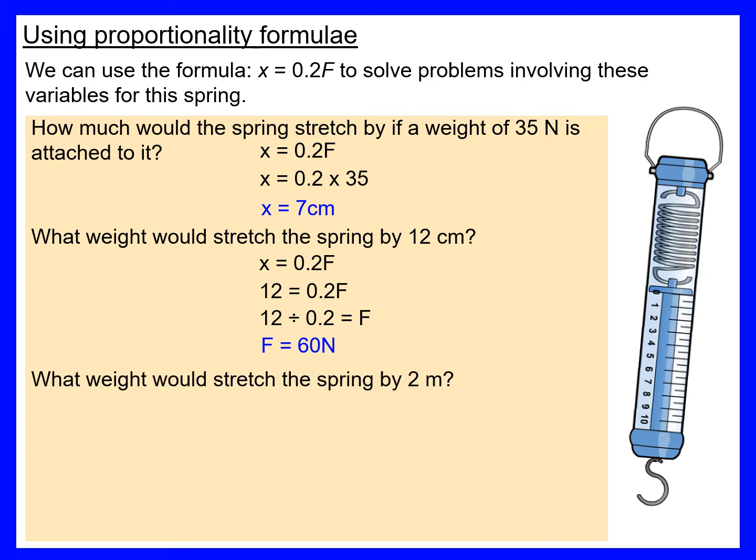What weight would stretch the spring by 2 meters? Now we need to be a little bit careful here. Remember, we've been using centimeters, so X was in centimeters and they've now given us 2 meters. So to put that in as a value of X, we're going to have to change it to centimeters first. Okay, so 2 meters is 200 centimeters, so X is 200. Again, divide both sides by 0.2 to find F. And F would be 1,000 newtons.